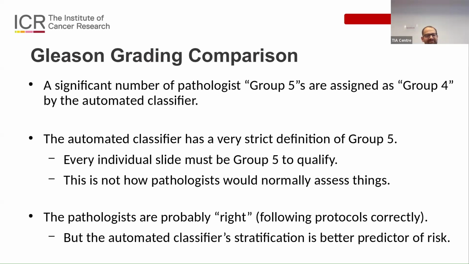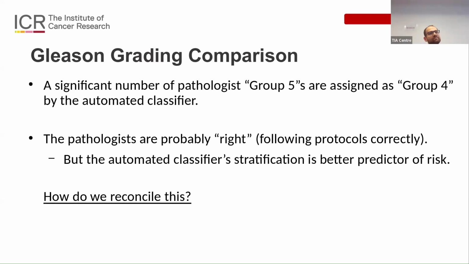So I think the first thing to say is that the pathologists are doing nothing wrong. They're following existing scoring standards, and that's perfectly acceptable. I have no question about that. But nevertheless, in this situation, the automated classifier was outperforming the pathologist, and so the question is, how do we reconcile this? How do we come up with some sort of answer to, okay, the automated classifier is outperforming by doing the wrong thing?